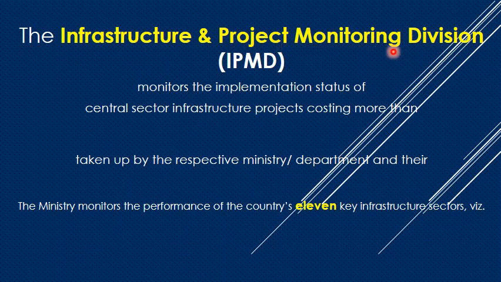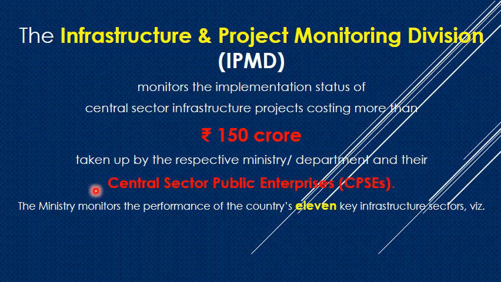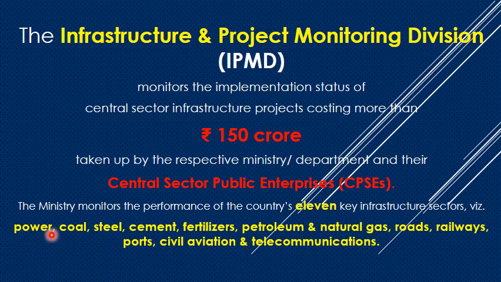The Infrastructure and Project Monitoring Division IPMD monitors the implementation status of central sector infrastructure projects costing more than, this is important to remember, rupees 150 crore and taken up by the respective ministry / department and their central sector public enterprises. The ministry monitors the performance of the country's 11 key infrastructure sectors, which are power, coal, steel, cement, fertilizers, petroleum and natural gas, roads, railways, ports, civil aviation and telecommunications.